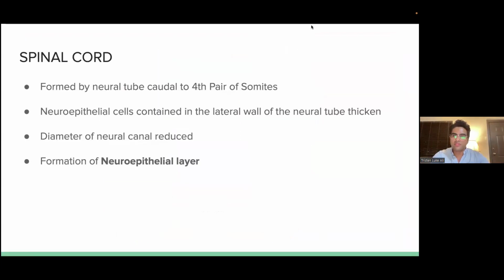So the spinal cord is formed by the neural tube caudal to the fourth pair of somites. The neuroepithelial cells contain the lateral wall of the neural tube, and the diameter of the neural canal is reduced as we go along in development. And furthermore, the formation of a neuroepithelial layer.